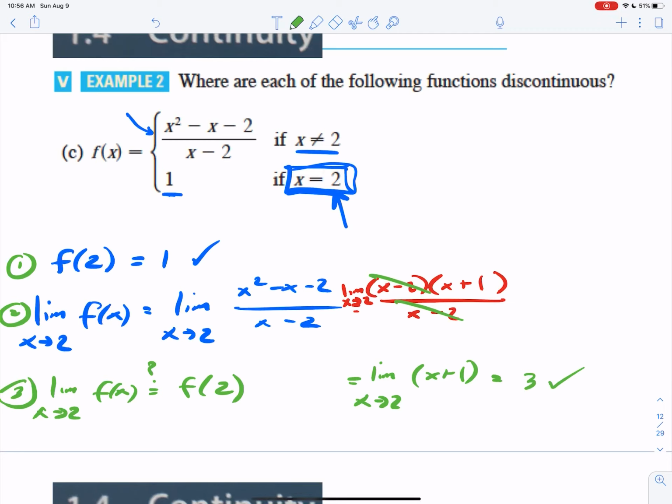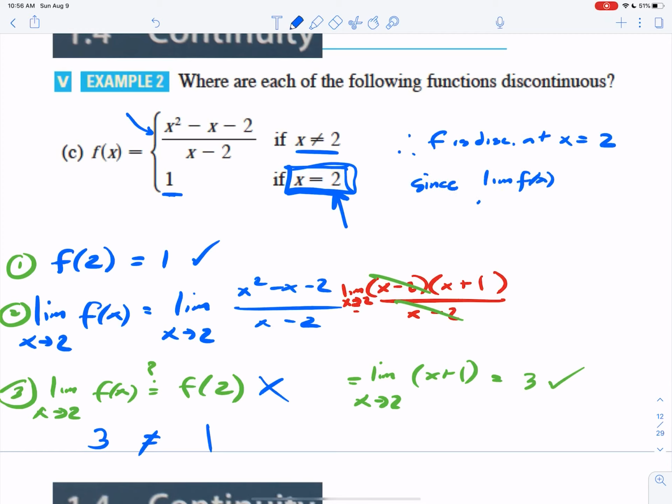Okay, so the limit came out to 3. The defined function came out to 1. Are they equal? They are not equal, so it doesn't work here. Therefore, pause and then play. F is discontinuous at x equals 2 since the limit of f of x as x approaches 2 does not equal f of 2.